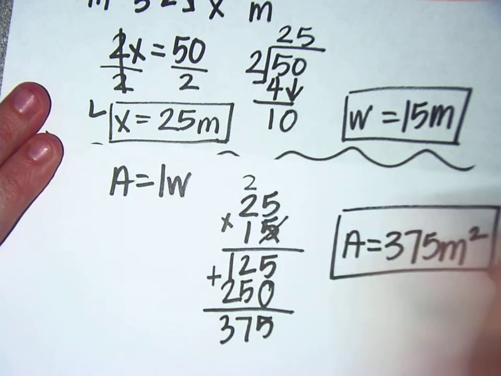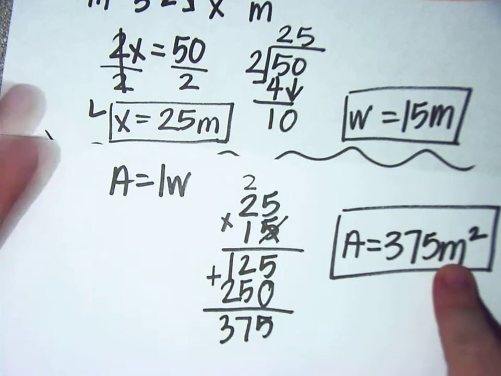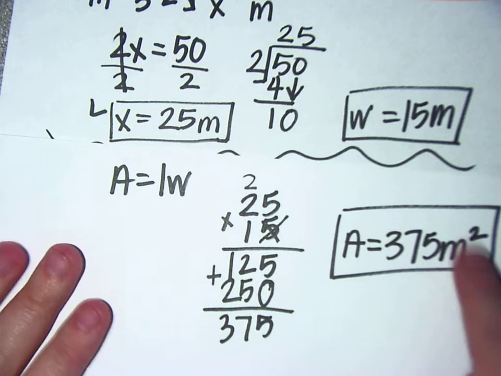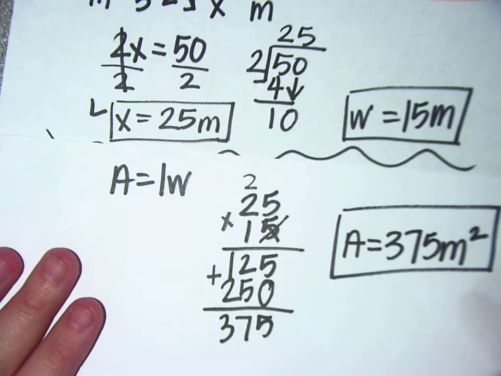Remember, anytime you're finding your area, you've got to square your units. In this case, we were working with meters, so you're going to add our little exponent there, which means meters squared.